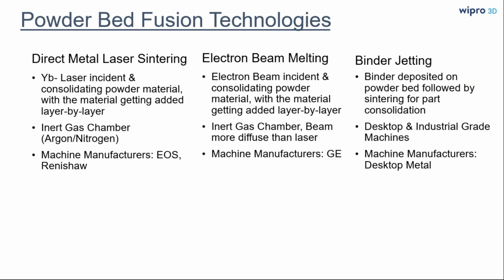And binder jetting, again, is completely different from these two, wherein you are depositing the binder on a powder bed, and then you carry out the sintering to come up with the part consolidation. So in a way, it's similar to material extrusion because you are carrying out the sintering cycle. But again, it's not at all similar to what happens in direct metal laser sintering or electron beam melting. And there is the ability to incorporate this technology on desktop grade machines as well, which is very office friendly. So this technology is up and coming.